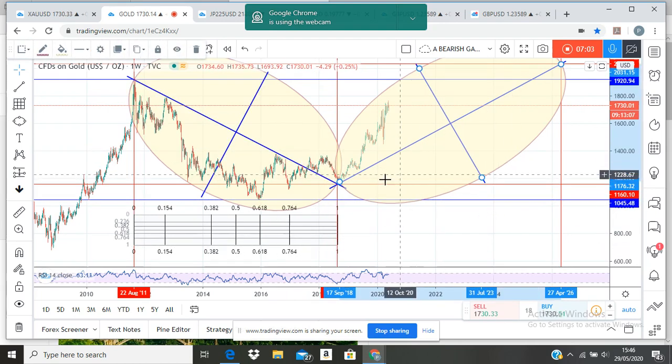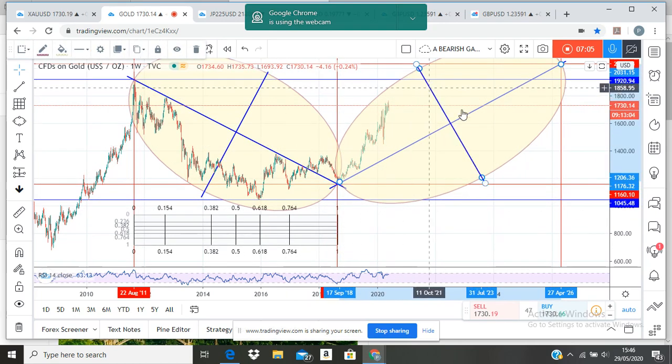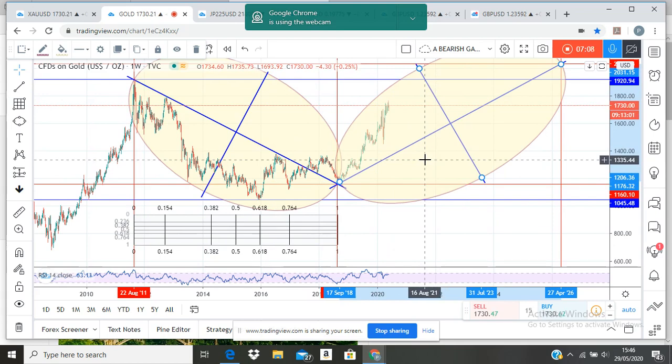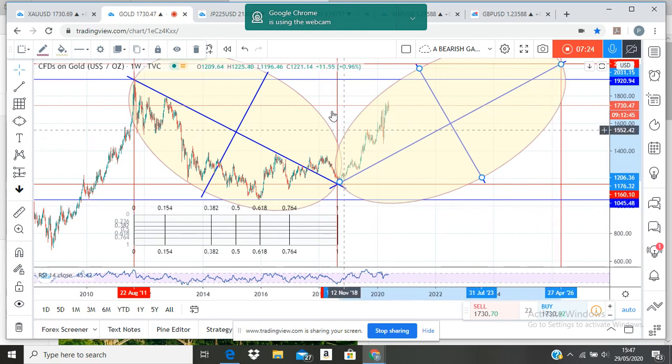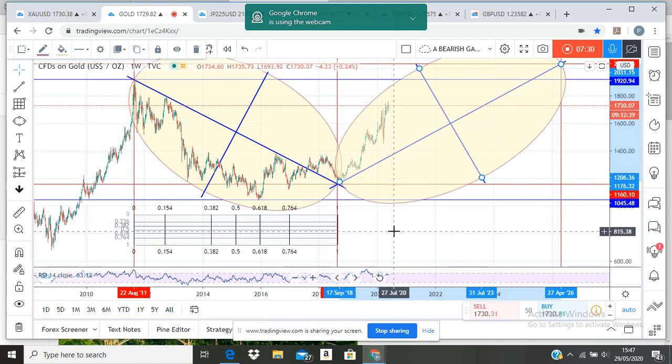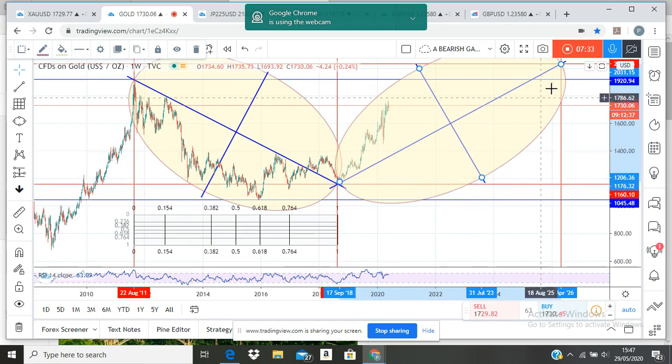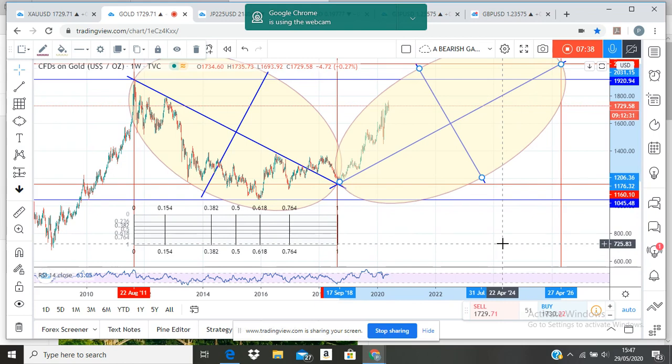Now, what I've done here is I've just drawn the next ellipse that we are expecting to contain the next cycle, and I've drawn the major axis and then the minor axis in this ellipse. Obviously, it looks like this second cycle looks a little bit wider than the first cycle. There are reasons for it, which I would explain later on. But this next cycle exactly ends on 25th April 2026.